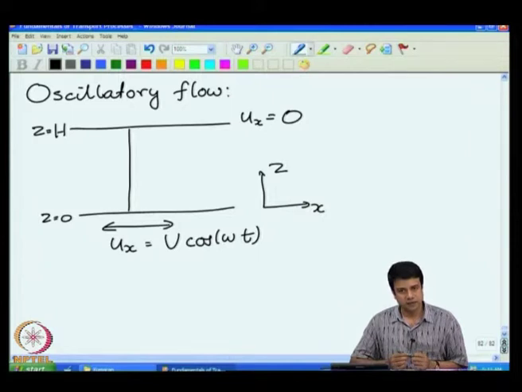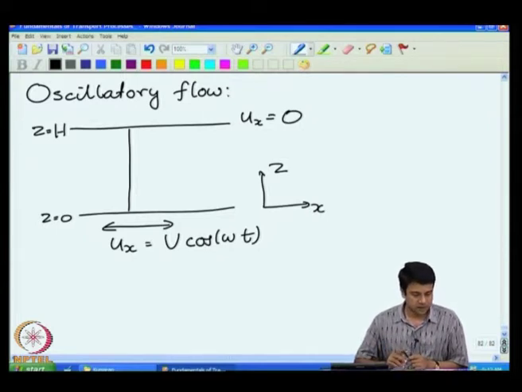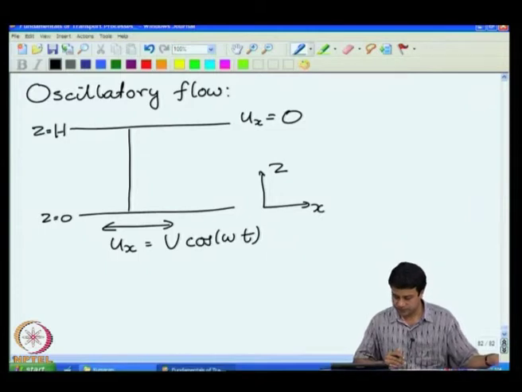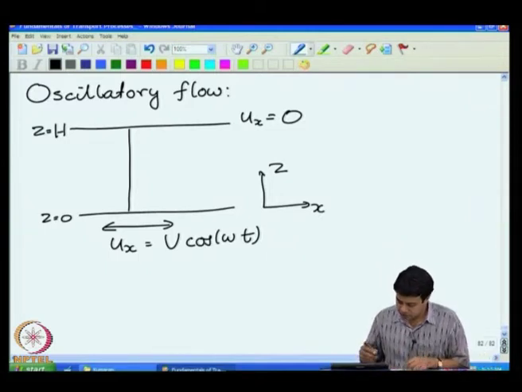These oscillatory flows have many applications. For example, blood flow in the human body is an oscillatory flow. Many machines have oscillatory motion, like reciprocating machines and so on, and the forcing is oscillatory in time. It could be with a fixed frequency, it could be with a waveform that is not exactly sinusoidal, but so long as it is periodic in time, these oscillatory flows can be treated by the method that I am going to show you. Okay.